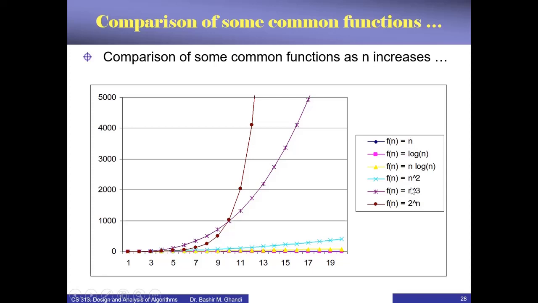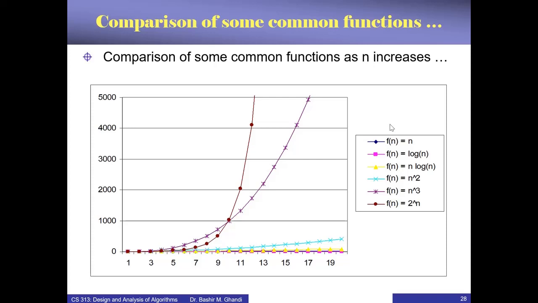So among at least the ones we have here, n cubed will be the next one, and then n squared, then n log n, and then log n, and then n. And there's another one we didn't show, which is a constant. So the constant is the slowest one because it remains constant. It doesn't grow actually, it is fixed. Okay, yeah, so these are the relationships.